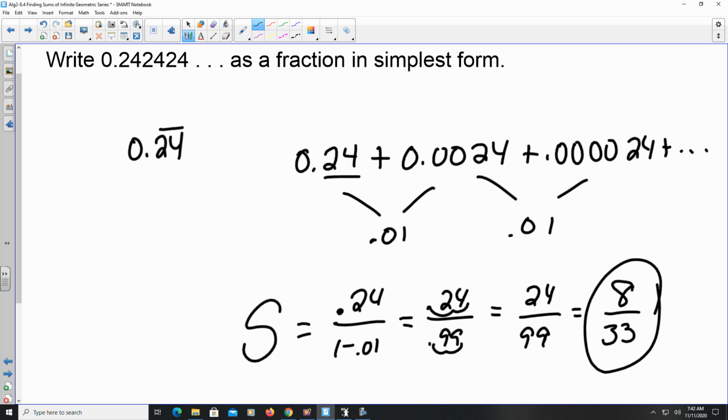And that is being able to find sums of infinite geometric series. Hope this helps. Till next time.